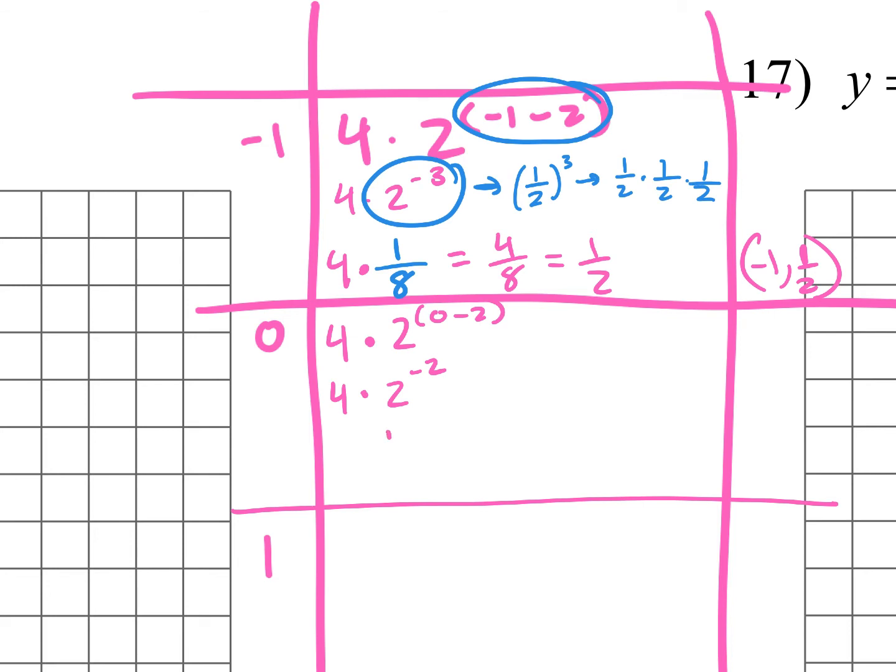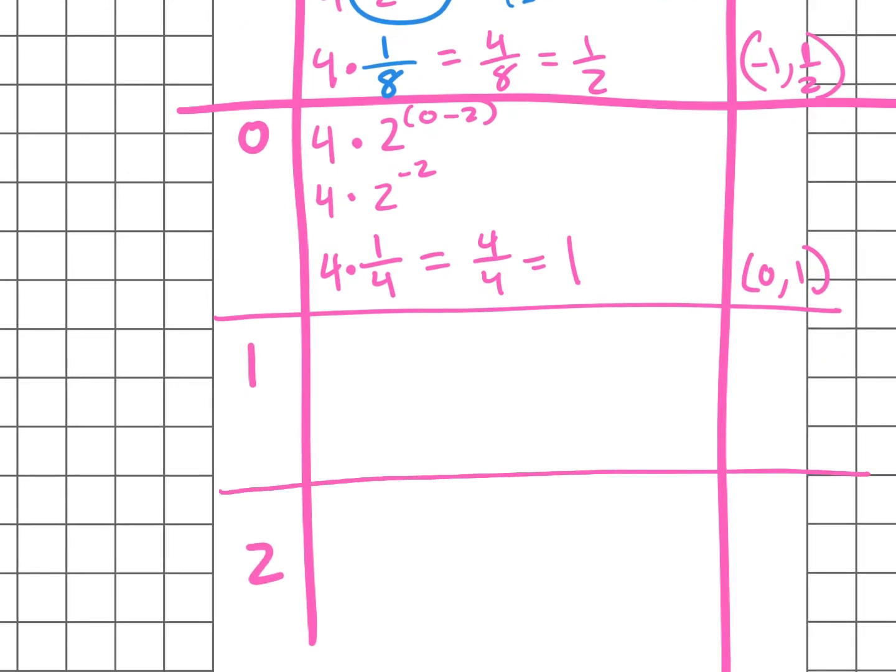1/4. Either way works. You could either flip it first or flip it after. So then we have 4 times 1/4, which is 4 over 4, which is 1. Awesome. What's my point here? 0, 1.